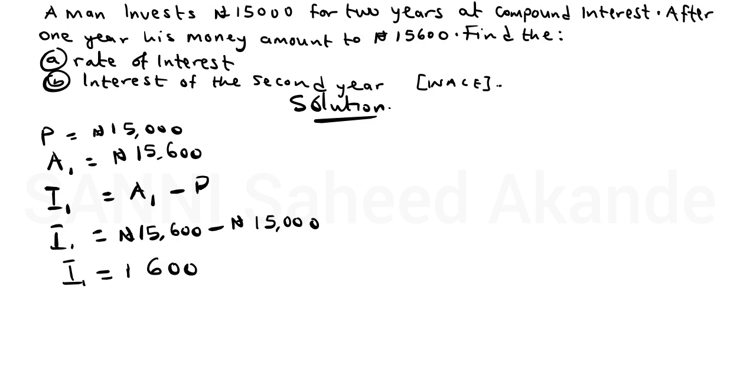The first question says we should find the rate. Okay, A, find the rate of the interest. Let me cite the formula from the simple interest we had in the previous class. Rate is given as 100I, that is 100 multiplied by the interest, divided by the PT. Okay, but in this case our time T will be just 1 year. Is that understood?